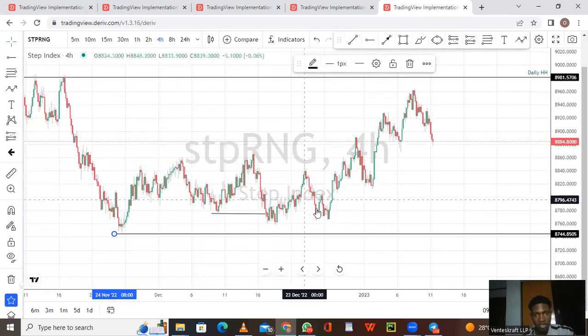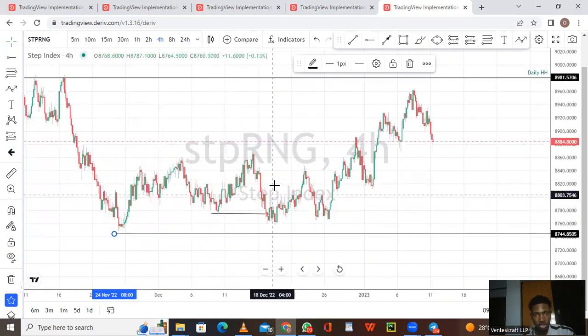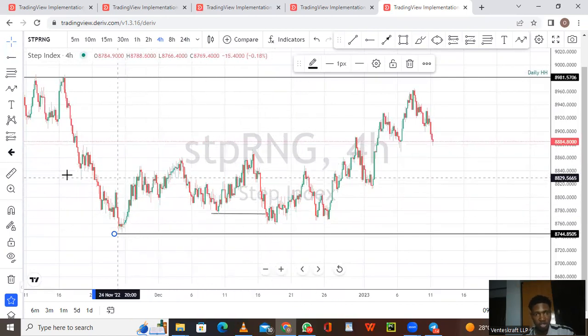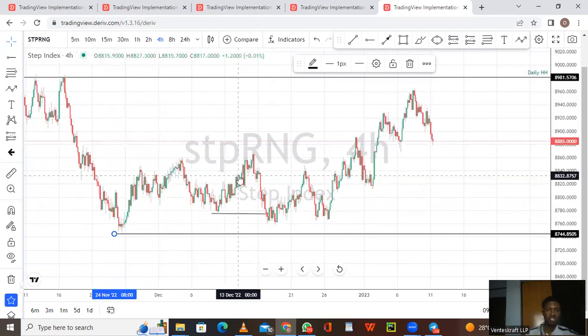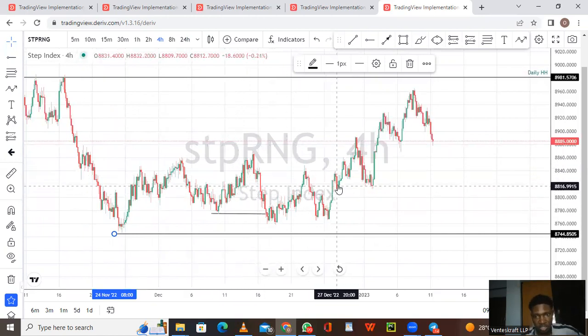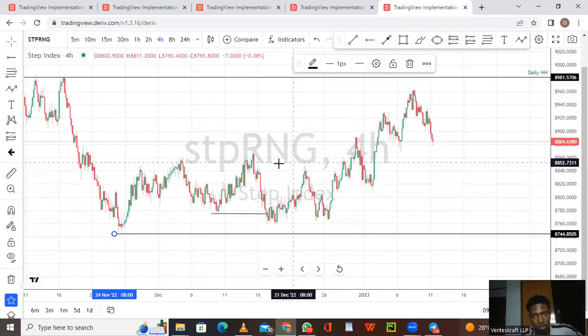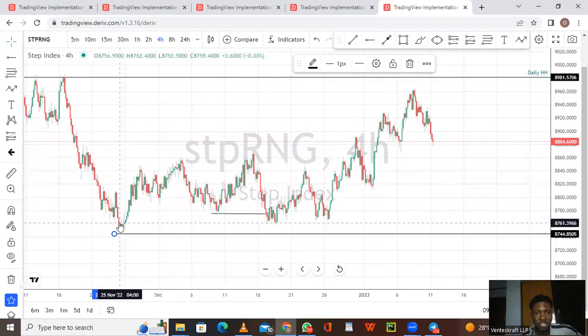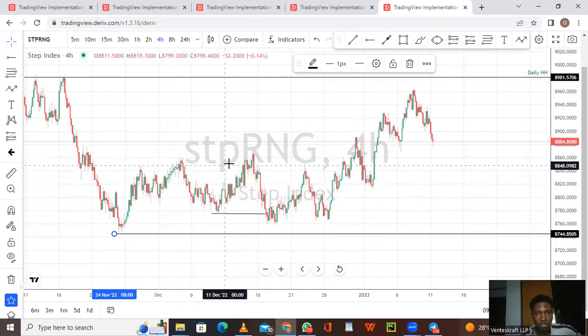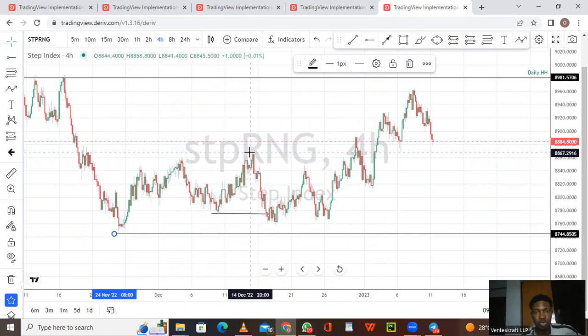Everything that was happening here was just a kind of consolidation. It was just a range. The market was just playing around within this range. But what we discover is that, from this place, this was the highest point the market rallied to.